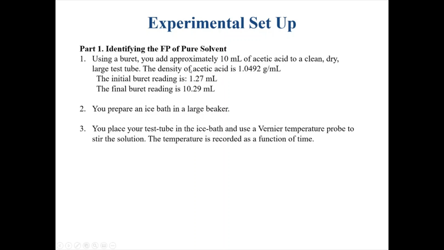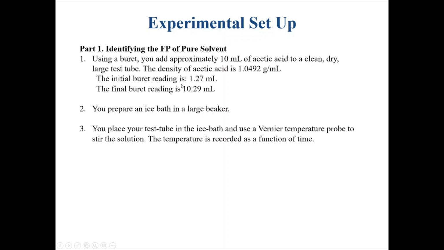So then what you would do is you'd start to open the burette valve and allow the acetic acid to flow into a clean, dry test tube. And we're aiming to get about 10 mils. So you see we're getting close, and you stop at around 10.29 mils. So we've added, in this case, the difference between these two numbers in volume. So by taking the final burette reading minus the initial burette reading, we can get a volume.